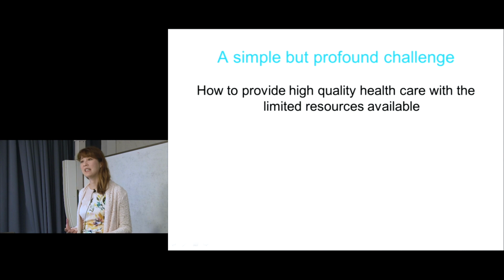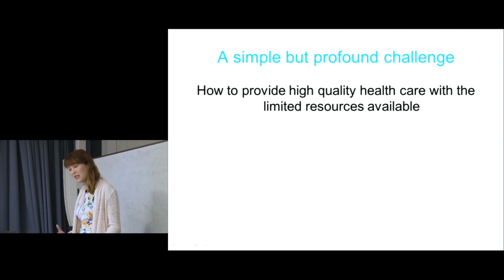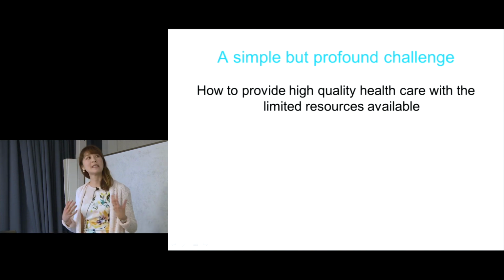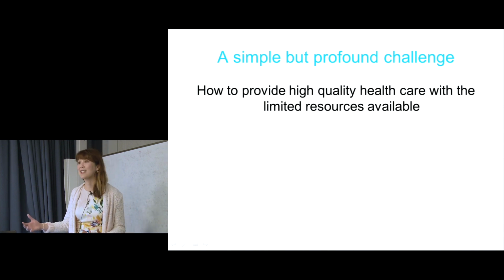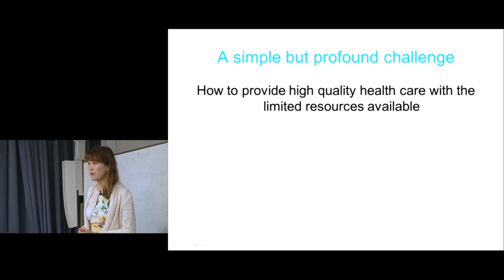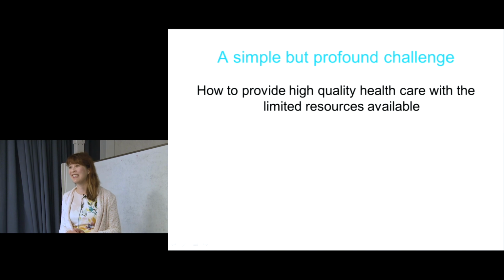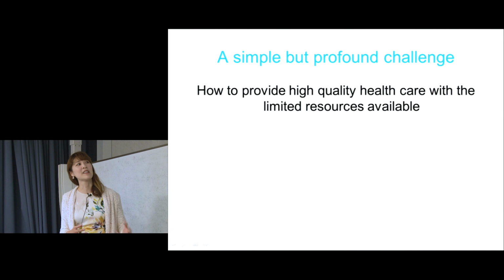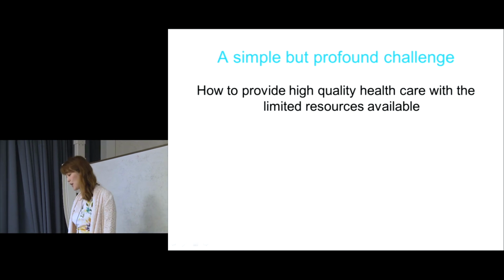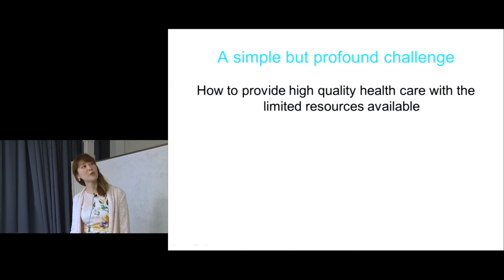We want high quality, but it's also profound, because what does it mean? What does high quality mean? And also, limited resources available. We're always balancing resources against the quality, against what we can do. And even if there are countries that have a lot of resources, that spend 20% of GDP on healthcare, like America, even then, when you are spending that much on your health, you are not spending it on something else. There's always a resource constraint. There's always a limit to what we can do.